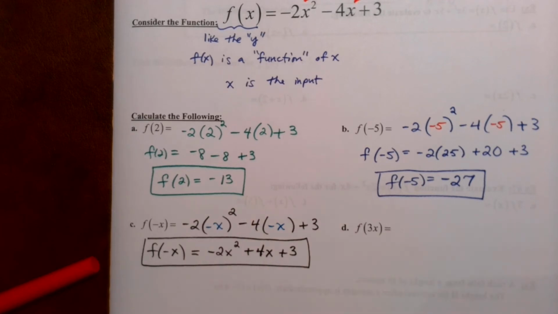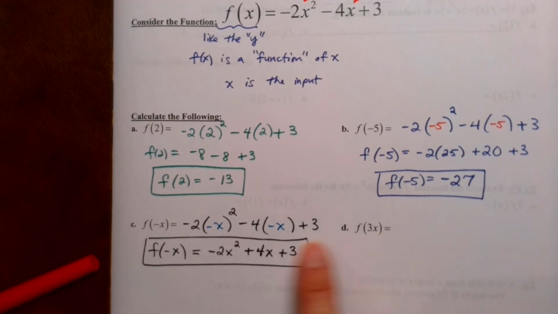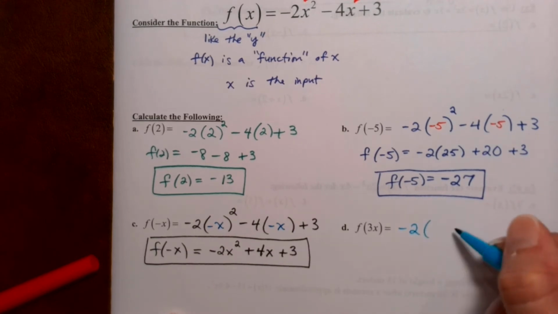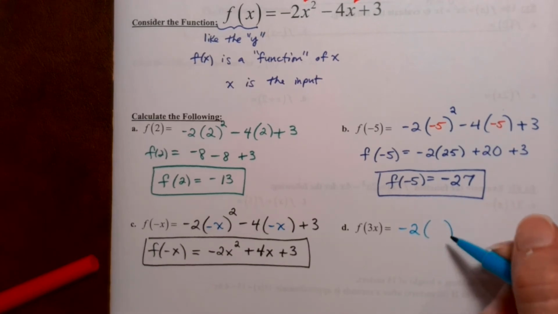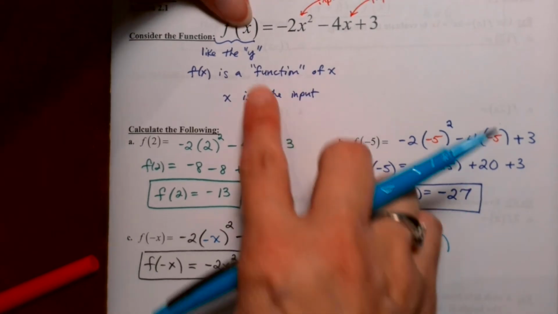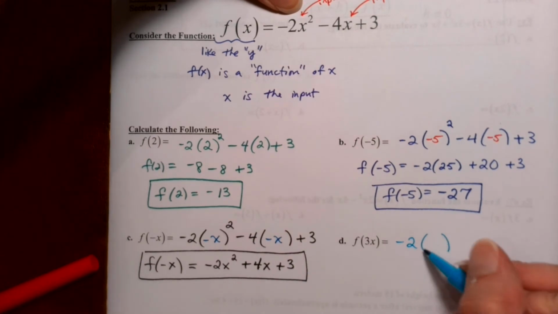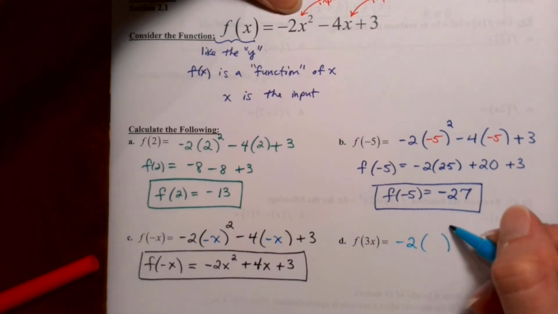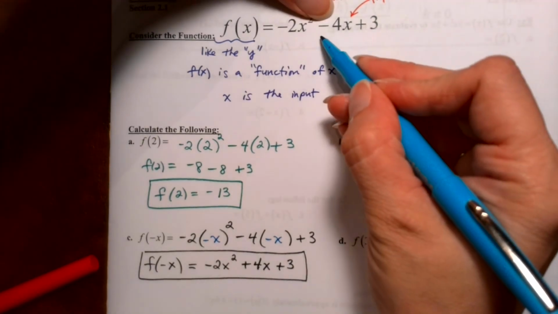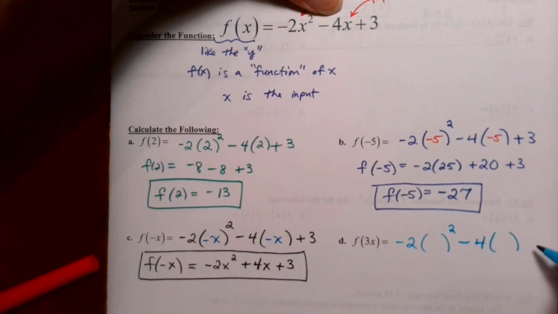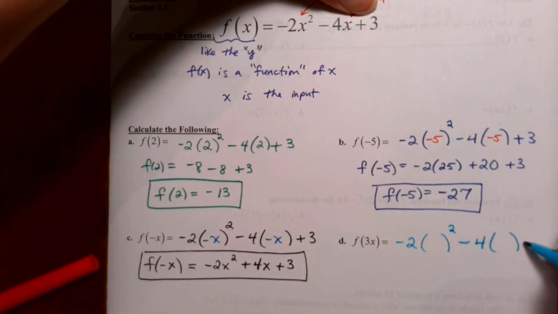Okay? Let's go ahead and look at letter D. Letter D, the input is 3x. It's very similar to our x variable. So what I highly recommend doing is putting parentheses for input. Once again, this function said negative 2, your input has to get squared. So please make a space for input getting squared. Negative 4 times your input. Okay, then don't forget plus 3.